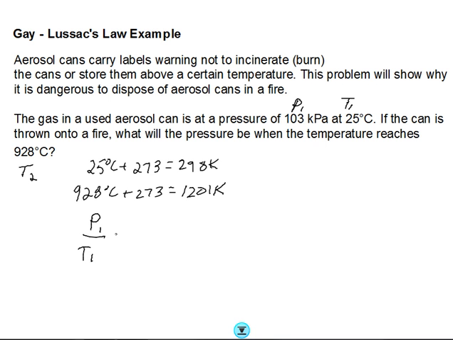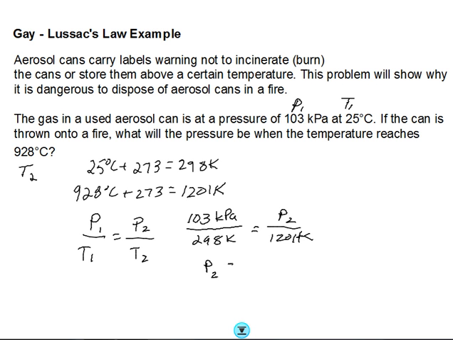So let's go ahead and write down our formula. It's a good habit to do, especially if you're going to be taking physics next year. Get practice writing down your formulas and then plugging in your numbers. And P1 is going to be 103 kPa. And T1 is 298 Kelvin. And that equals P2, which we don't know, divided by 1,201 Kelvin. All right, so what we're going to do is cross multiply and divide. So we're going to have 103 kilopascals times 1,201 Kelvin.